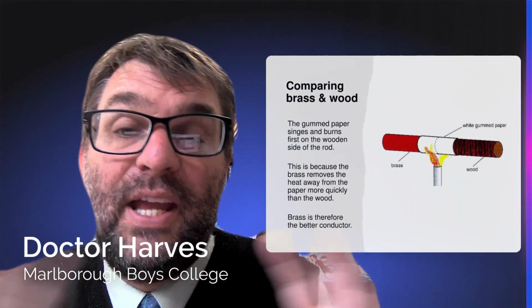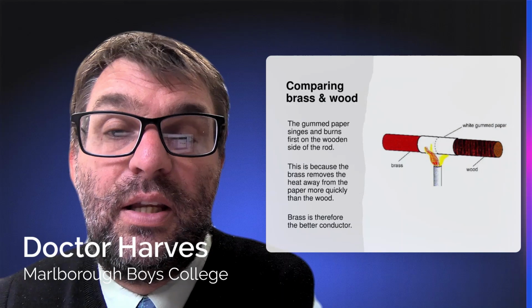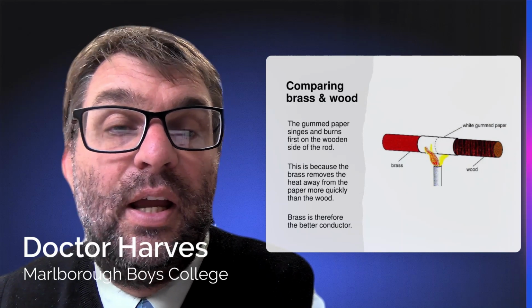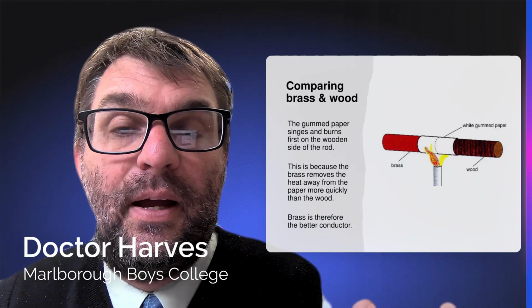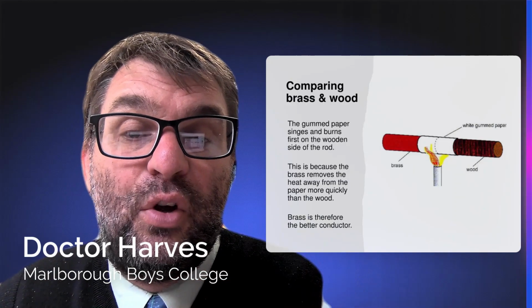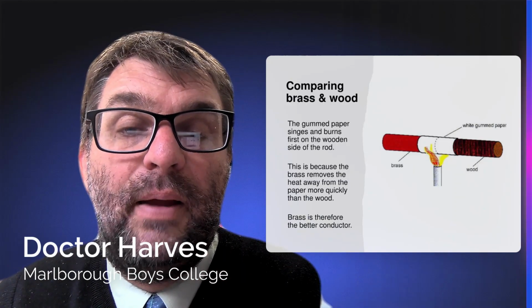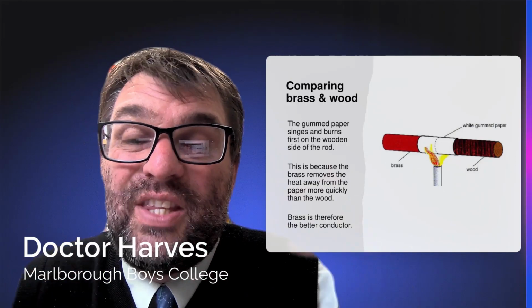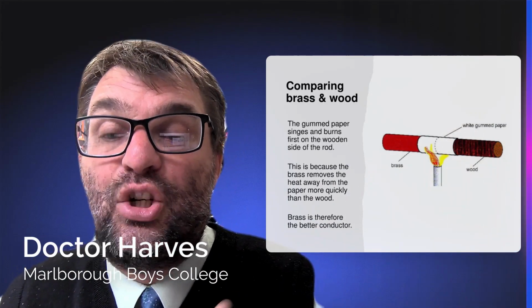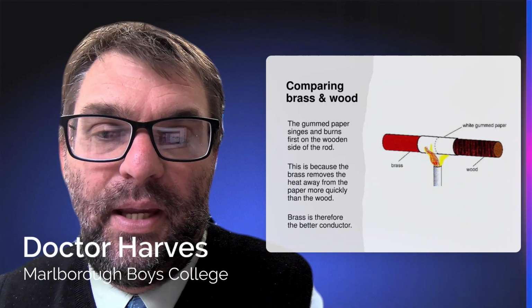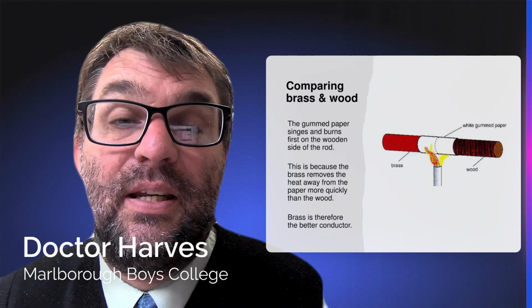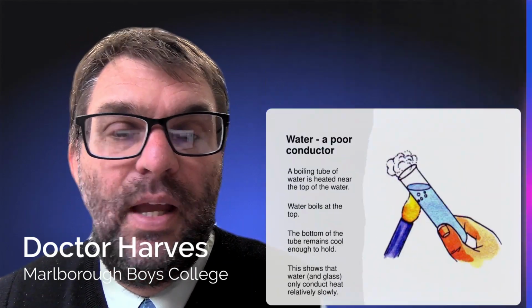I can also compare two different objects in terms of better conduction. You have some gummed paper which burns first on the wooden side of the rod. This is because the brass removes the heat away from the paper and protects it from being burnt. Therefore, brass would be the better conductor in this example.